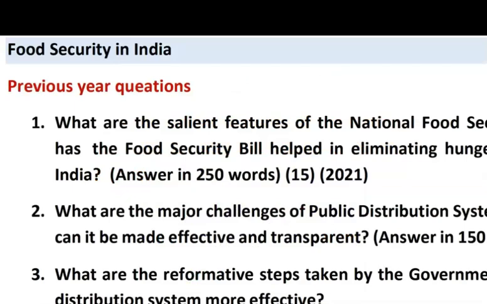Today we are going to discuss one more important topic, and that too from the mains perspective: food security in India. This topic is important for GS paper 3, where you can directly get the topic. And here once again we are starting with previous year questions. So we have given some previous year questions.